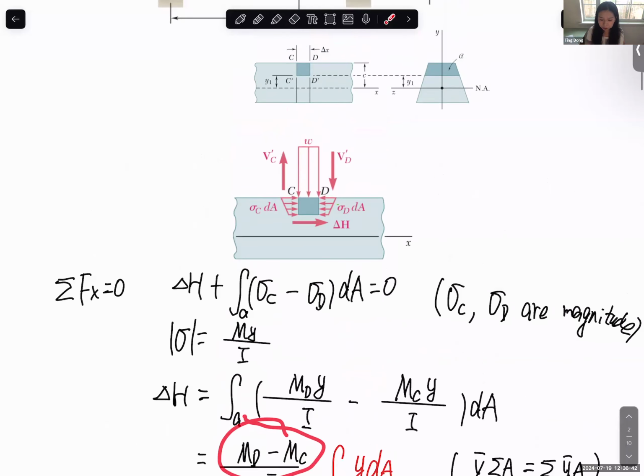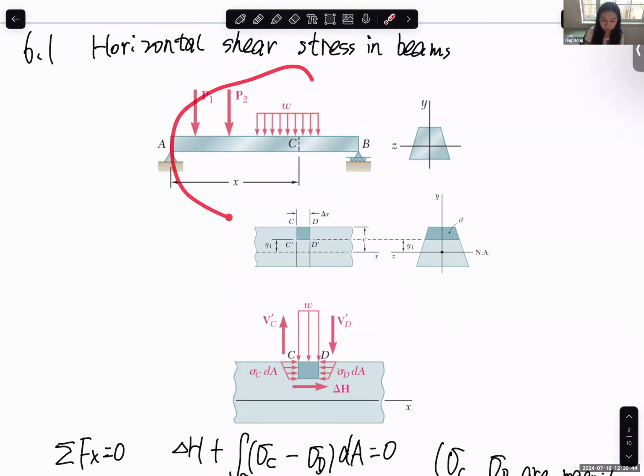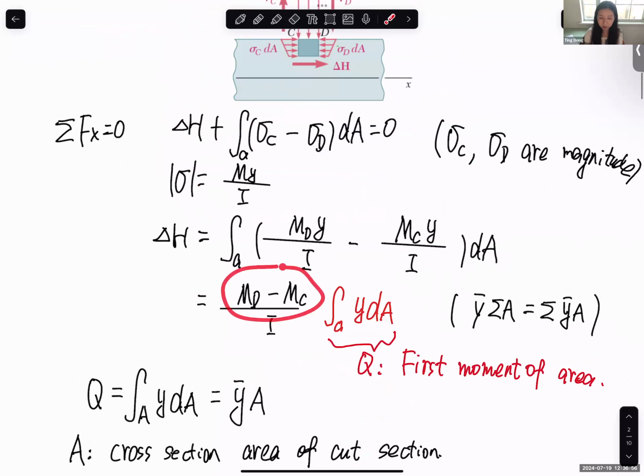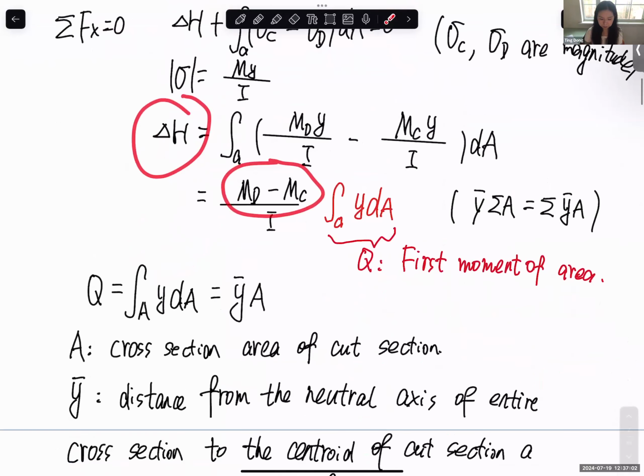Now it's different in the general situation. A lot of times, bending is not pure bending in real life. Pure bending is simply a situation in theory, but in most situations, it's not pure bending. That's why we have a difference of MD minus MC, and that's why we do have the horizontal shear force.